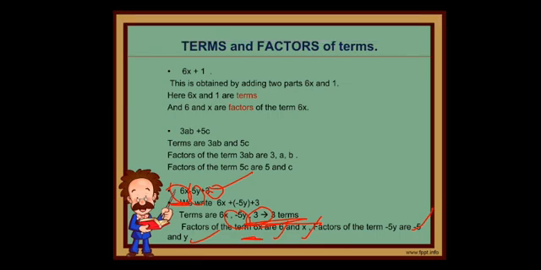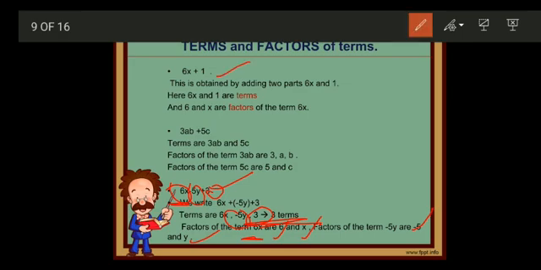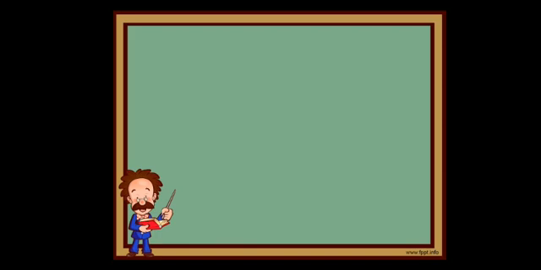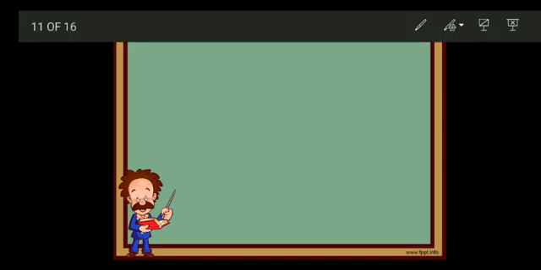So an algebraic expression may have 1 or 2 or 3 or more terms. In the first example it has 2 terms, in the second example it has 2 terms, and the third example has 3 terms. So an algebraic expression may have 1 or 2 or 3 or more terms. So we know what a term is and the factors of a term. If an algebraic expression is given, we can find out what the terms are and the factors of each term.